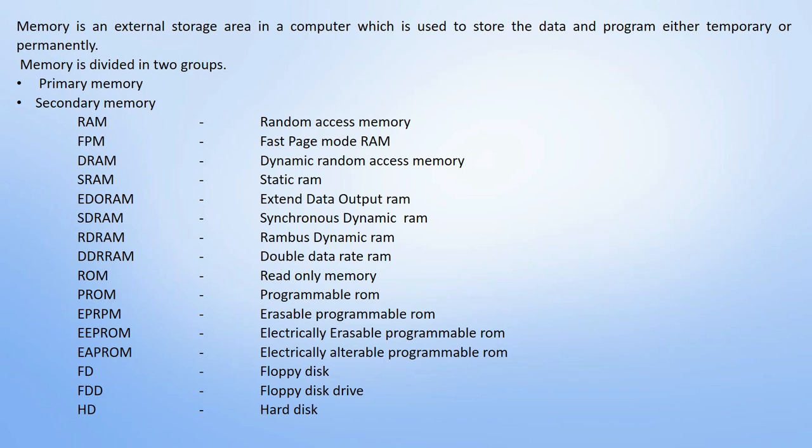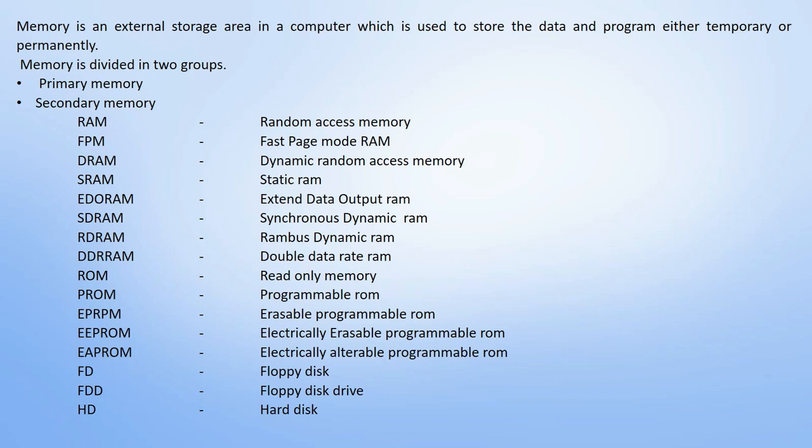PROM is programmable read only memory. EPROM stands for erasable programmable read only memory. EEPROM is electrically erasable programmable read only memory. EAPROM is electrically alterable programmable read only memory. And FD stands for floppy disk. FDD is floppy disk drive, and HD stands for hard disk. Likewise, HDD is also there, that is called hard disk drive.